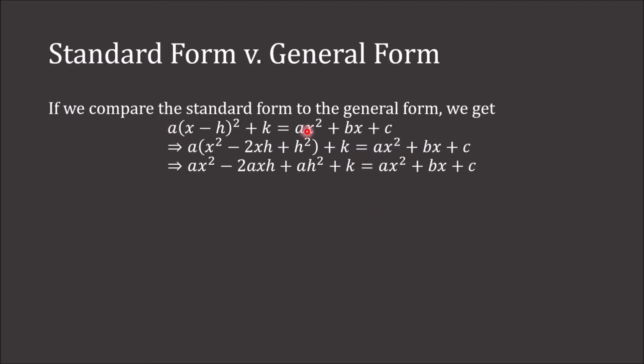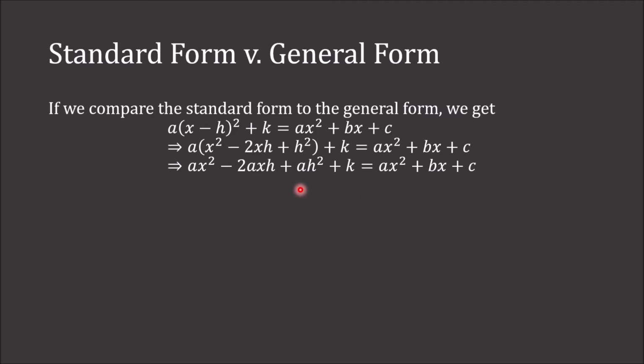So comparing them, just set them equal to each other. Now, if we actually do this x minus h squared out, we'll get a times x squared minus 2xh plus h squared plus k is equal to the general form, ax squared plus bx plus c. Now distribute that a through. Ax squared minus 2axh plus ah squared plus k is equal to ax squared plus bx plus c.